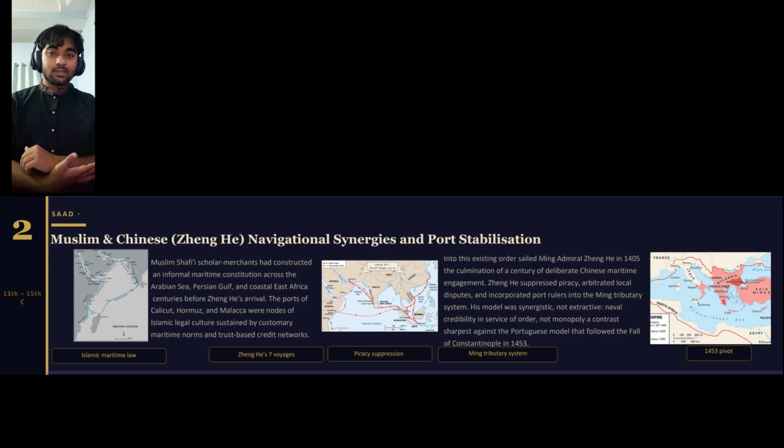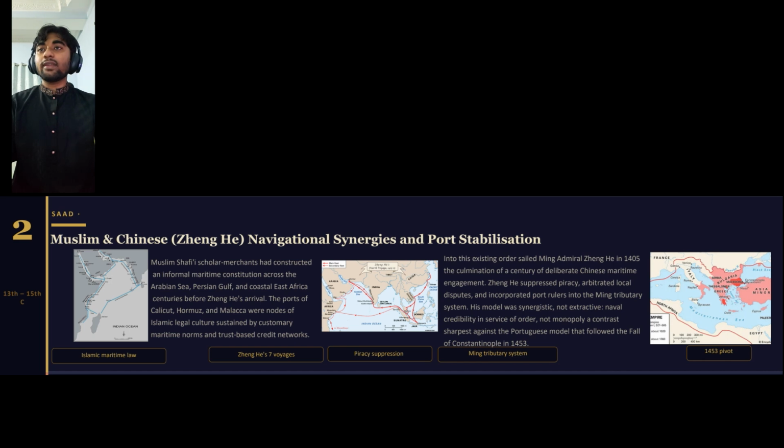It was commercially advanced, of course, but politically very fragile, where piracy, diplomacy, religion, and maritime power all existed at the same time. Now, what made this period historically significant was not the absence of conflict, but the existence of a system that managed this conflict without territorial conquest. How this system emerged, that's the question. This system emerged through the interaction between the Islamic merchants' network and Ming China's maritime intervention under Admiral Zheng He. To understand why Zheng He's diplomacy succeeded, we first have to understand the world he entered.